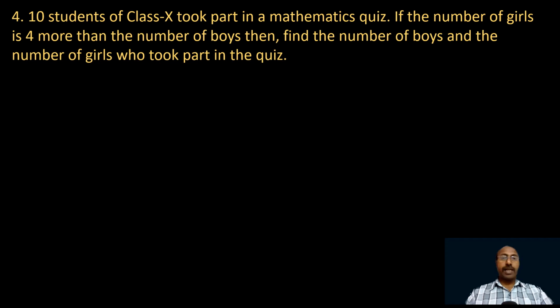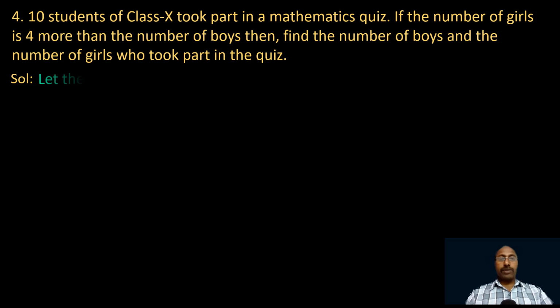Ten students of class 10 took part in a mathematics quiz. If the number of girls is 4 more than the number of boys, then find the number of boys and the number of girls who took part in the quiz. That's the question. Here it is given that there are totally 10 students who participated in the quiz, and that the number of girls is 4 more than the number of boys. We have to find the number of boys and the number of girls who participated in the quiz.